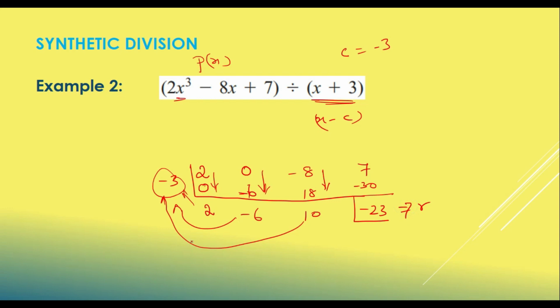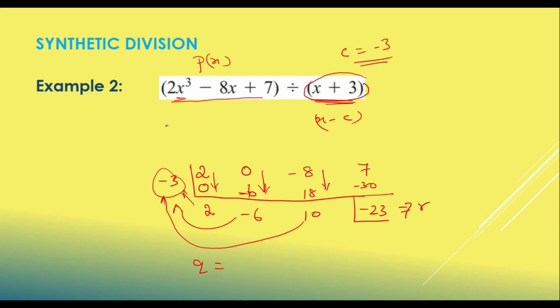And what is your quotient? The quotient is this one, q. The divisor is this x plus 3. Instead of x plus 3 we use only the c value to divide. The polynomial which is being divided is called the dividend, and this is the divisor, quotient, and remainder. You must know these terminologies.